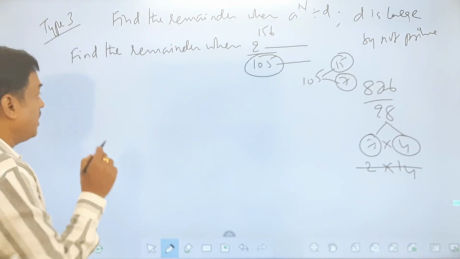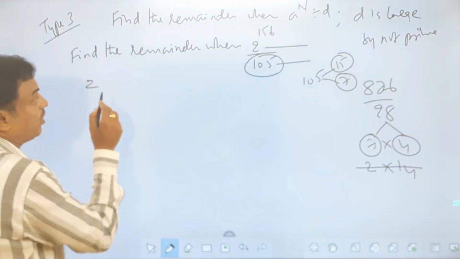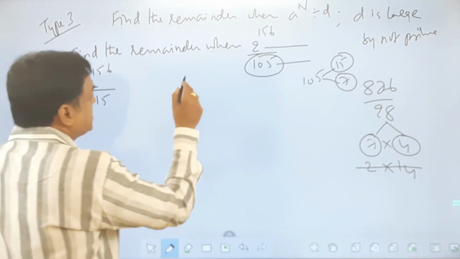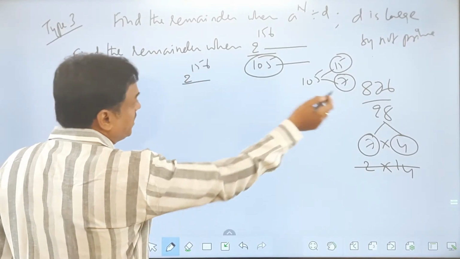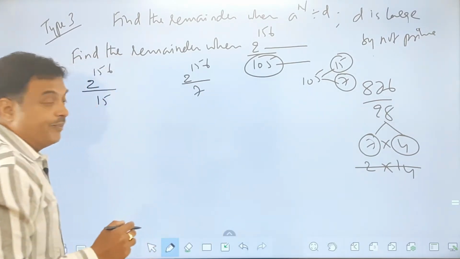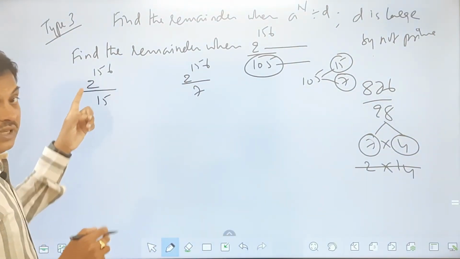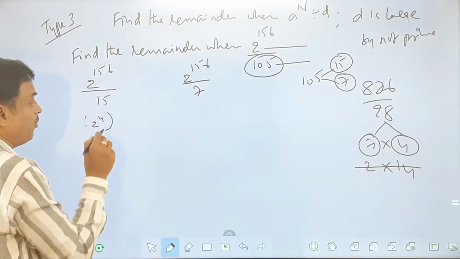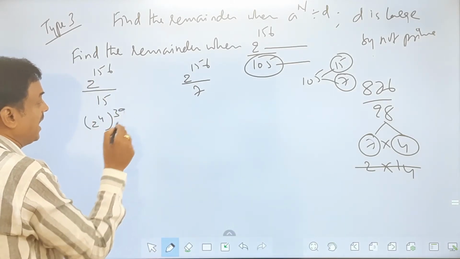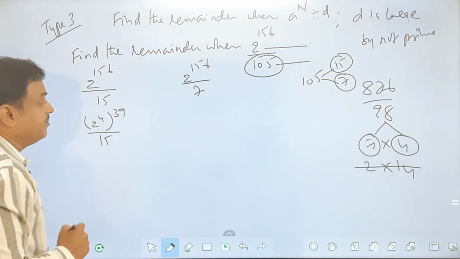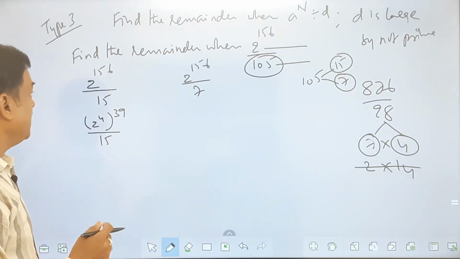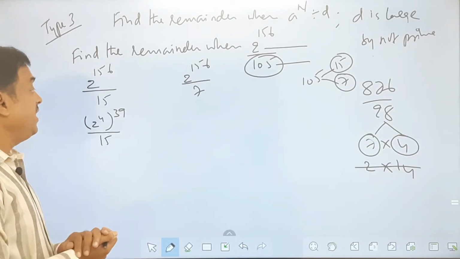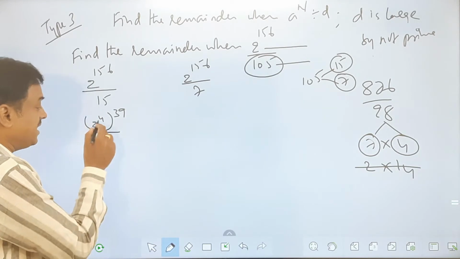Important. Now what I should do, my friend? 2 to the power of 156, I'll divide by 15, and the same 2 to the power of 156, I'll also divide by the other number, which is 7. Now 2 is very close to 16. So this number can be written as (2 to the power of 4) whole to the power of 39 divided by 15. So you can again observe here, 4 into 39 is how much? It's 156. Fair enough?